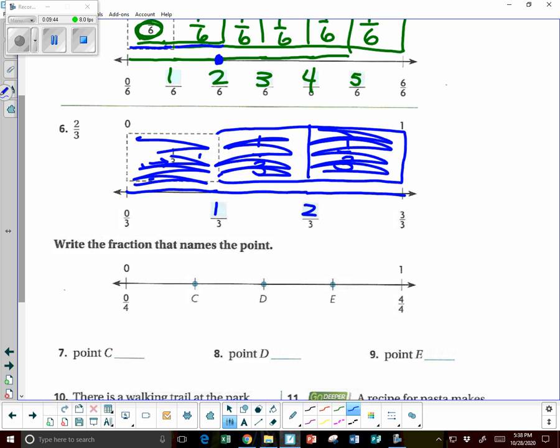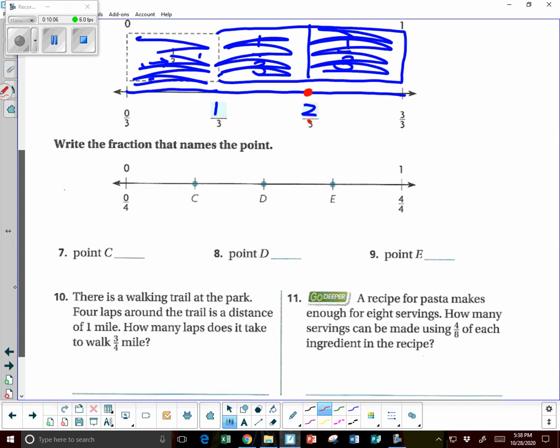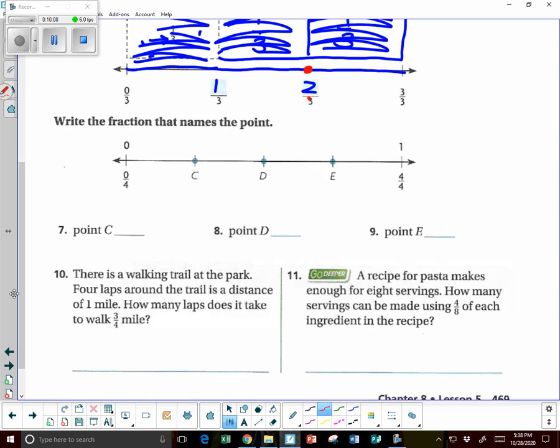Now it tells me though, I have to put it on 2/3. So that's what I'm going to do. I'm going to find 2/3 on the number line, and I'm going to mark it directly on the number line. Don't put it above, don't put it below, put it directly on the number line. That shows me that you are marking it for that fraction. Okay?